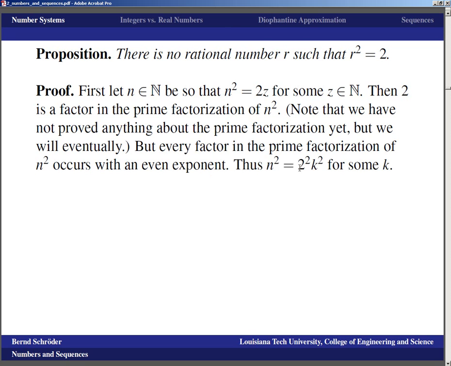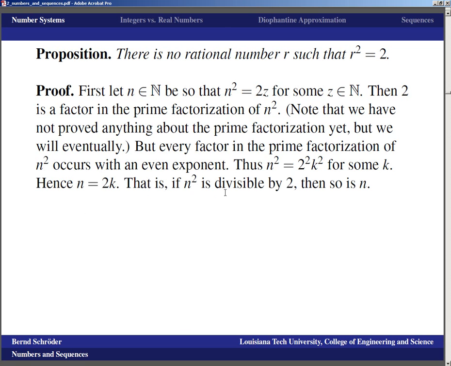So that means that n squared is actually 2 squared times k squared for some k. That k may have more factors of 2 hidden in it, but what we're really interested in is just the 2 squared. Because basically that means that n is equal to 2k, and that means that if n squared is divisible by 2, then so is n.